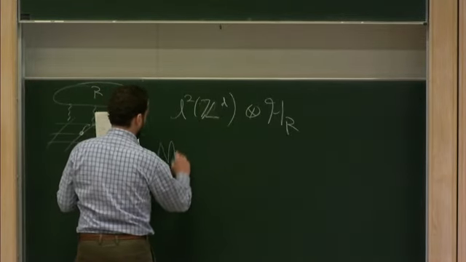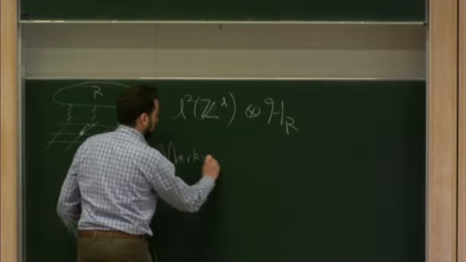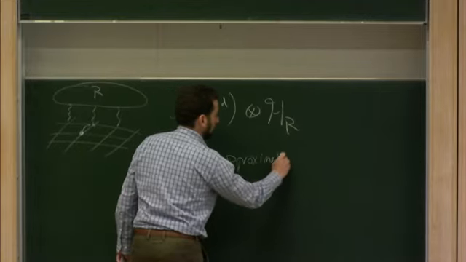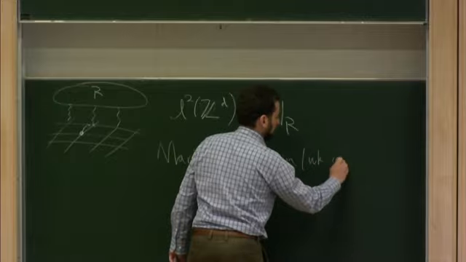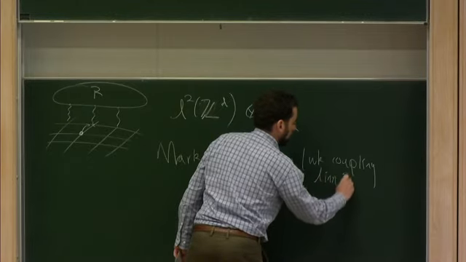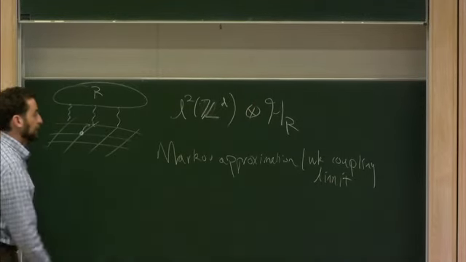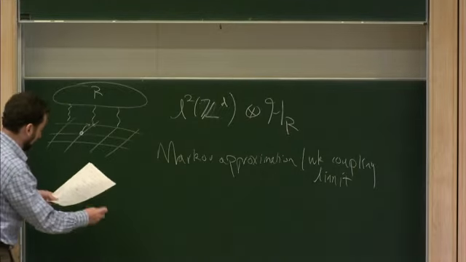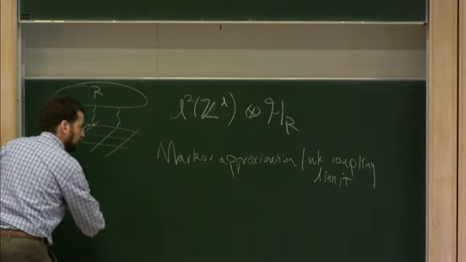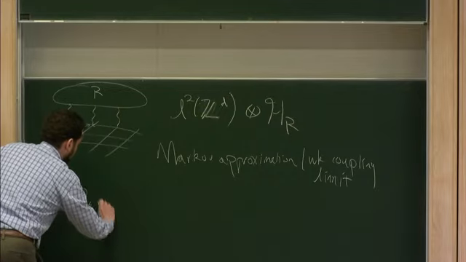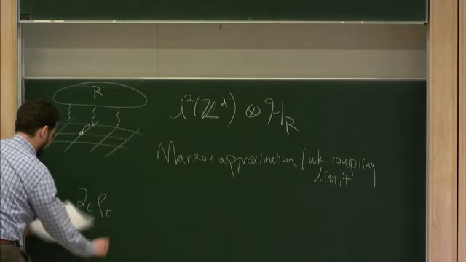So you make this Markov approximation. So this is a weak coupling limit. And you reduce it to an equation back on L2 of ZD. But not for the wave function anymore, in fact, for the density matrix. So, well, let me just simply write down the problem so that we can get to some math.